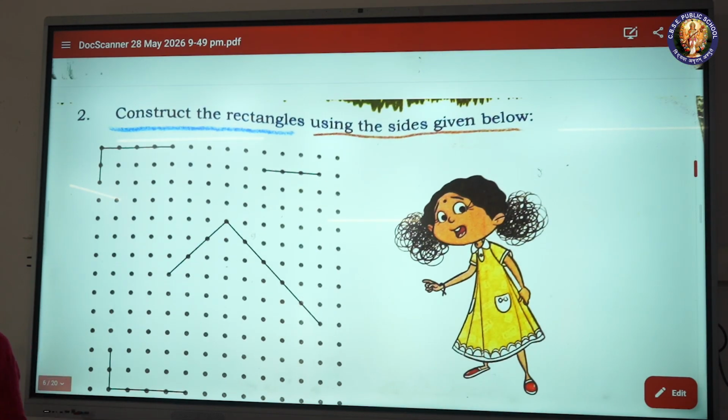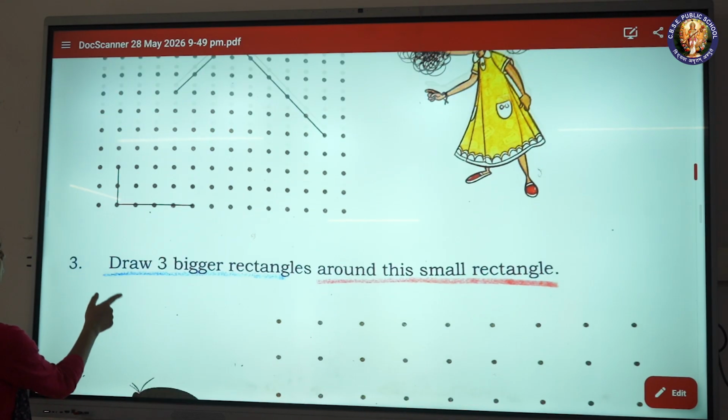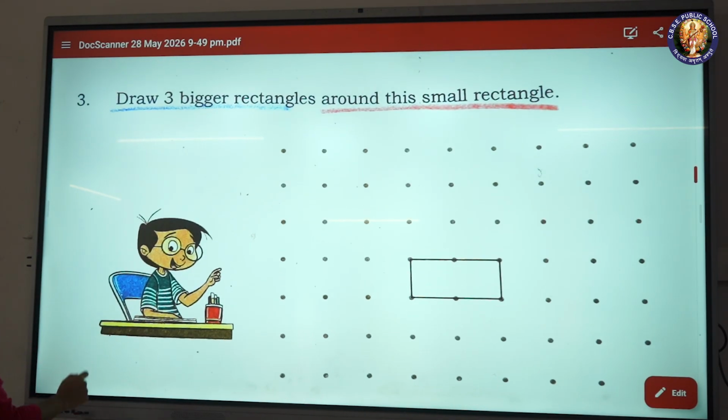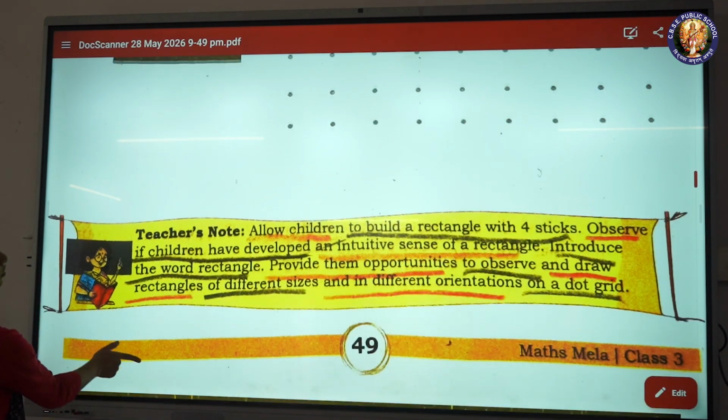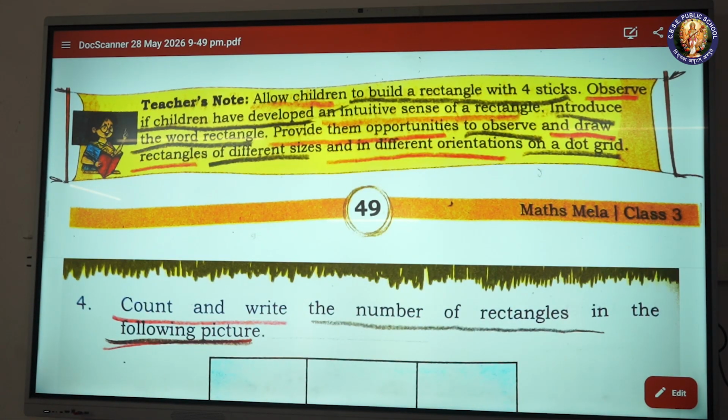2. Construct the rectangles using the sides given below. 3. Draw bigger rectangles around this small rectangle. Teacher's note. Allow children to build a rectangle with 4 sticks.